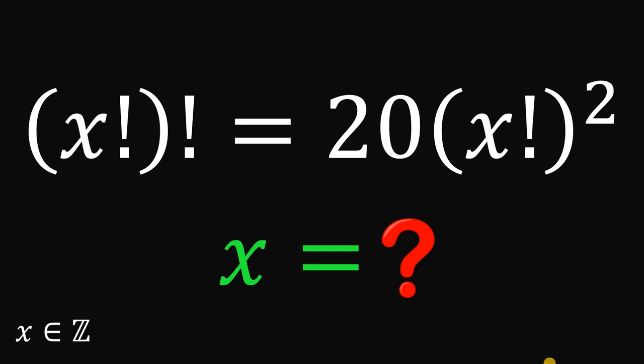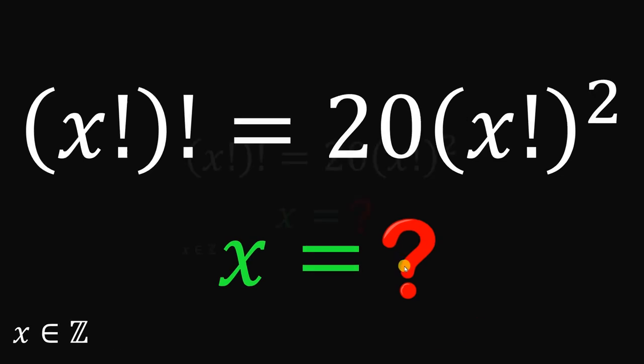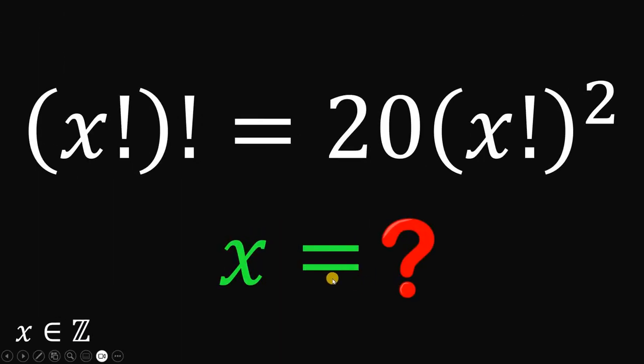For today's video, we will answer a math challenge given by one of our followers. And the question goes like this. Solve for the integer value of x that satisfies this equation. x factorial equals 20 times x factorial raised to the power of 2.